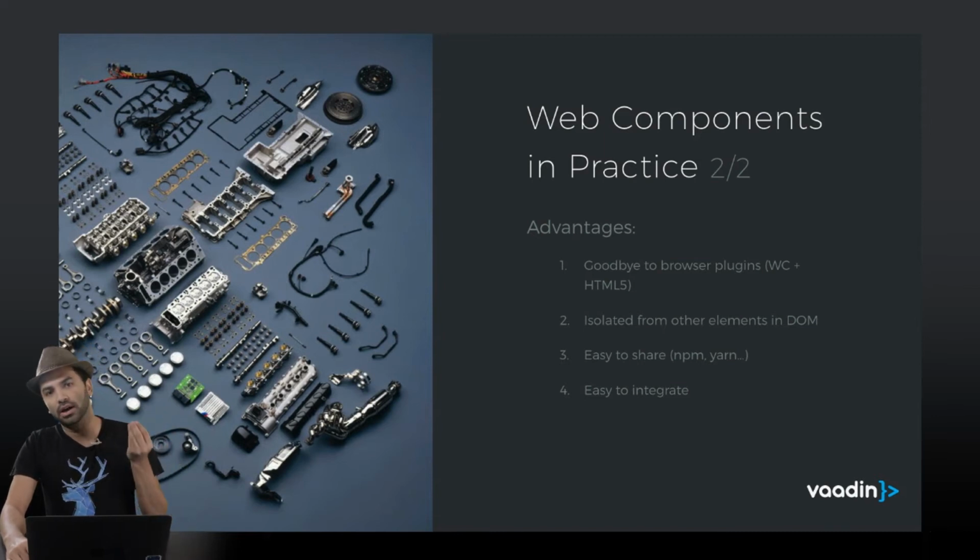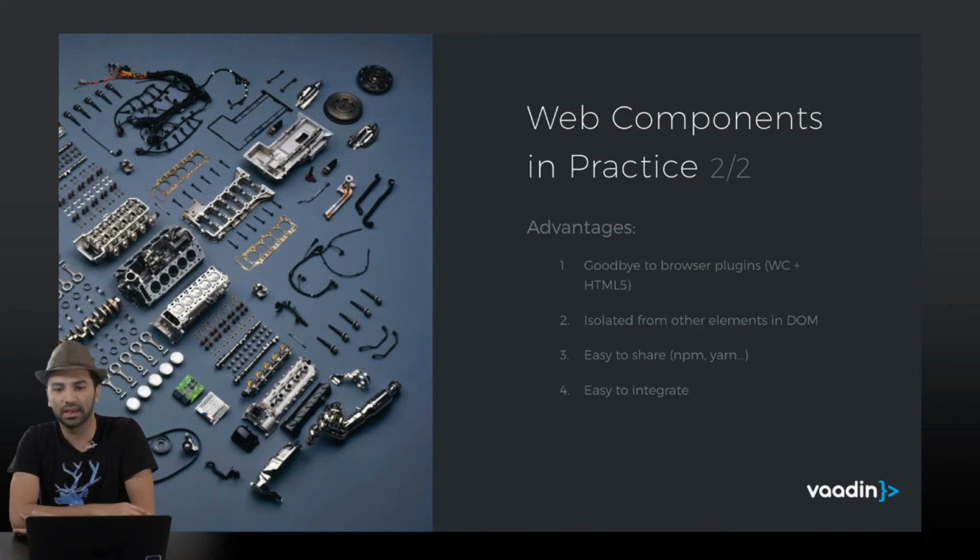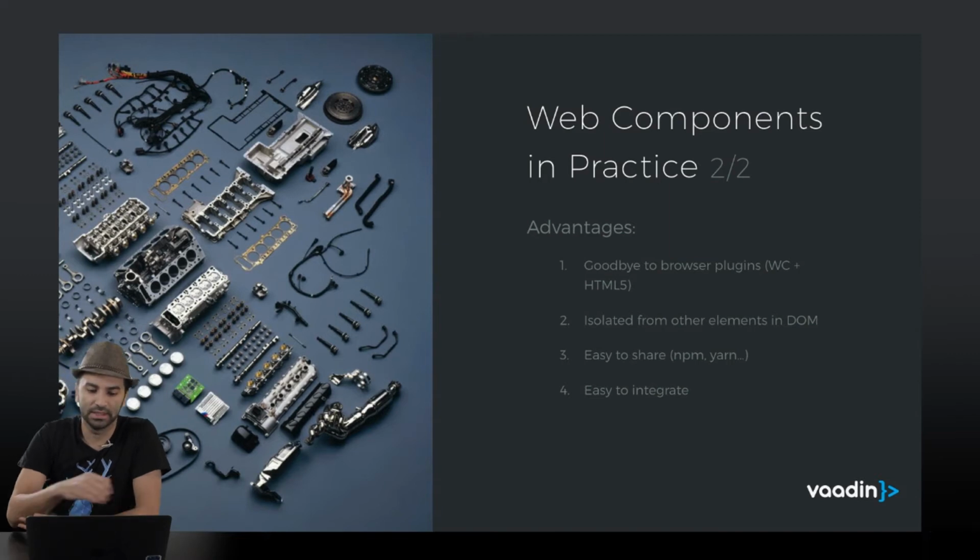You can also easily share it with open source available tools like NPM and Yarn. Previously, there was Bower, and you might find some Bower inside Vaadin 10, but that's something that for sure will be cleaned up soon and removed completely. And of course, it gives you an easy integration mechanism.